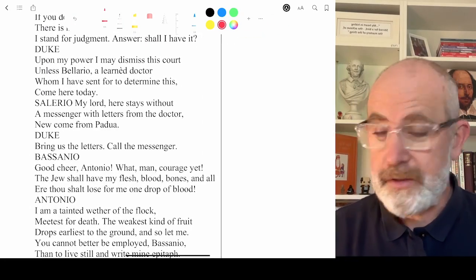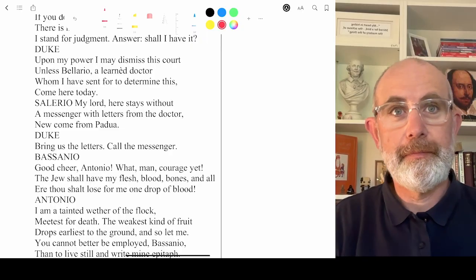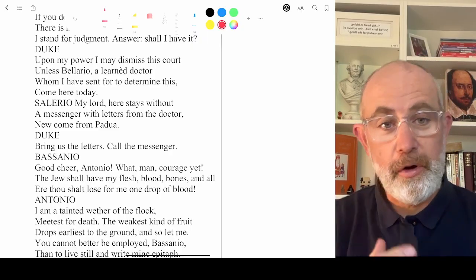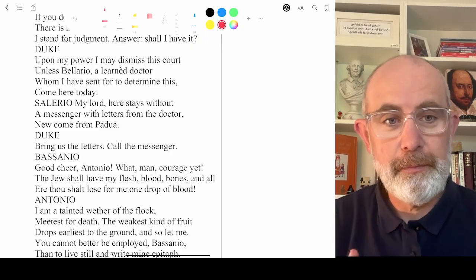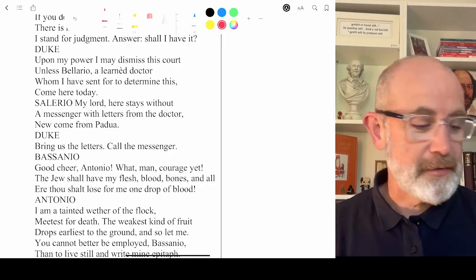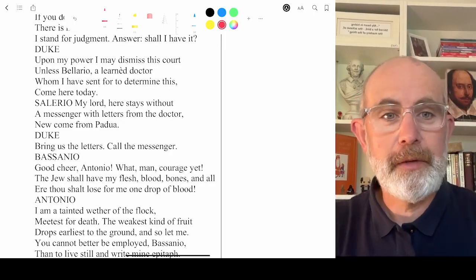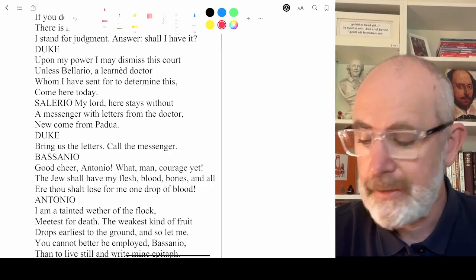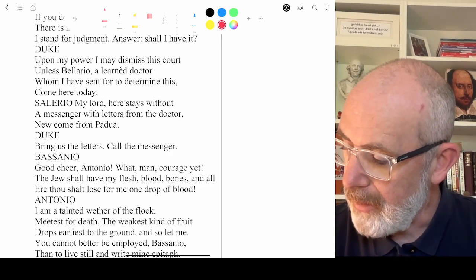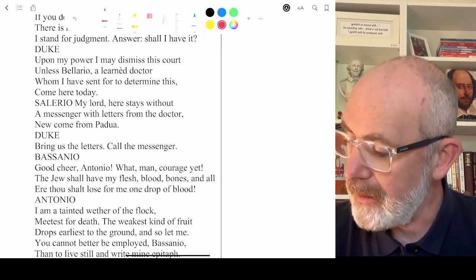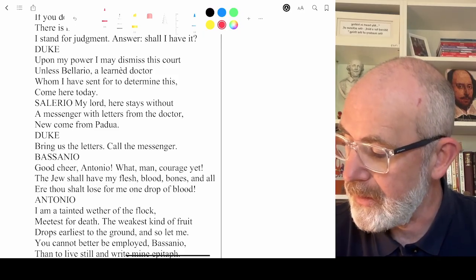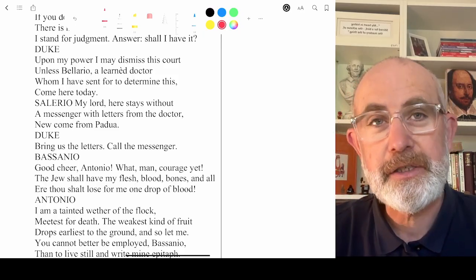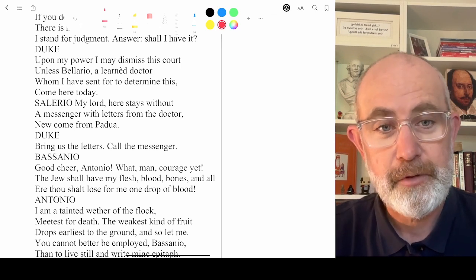Then, of course, we have this interesting interaction where Portia comes in disguised. The idea of people being disguised, like women being dressed as men and men being dressed as women, is something that you see in lots of Shakespeare plays. The Duke says, upon my power I may dismiss this court unless Bellario, a learned doctor, whom I have sent for to determine this, come here today. By the way, when it says doctor, it means doctor of law, somebody with a PhD.